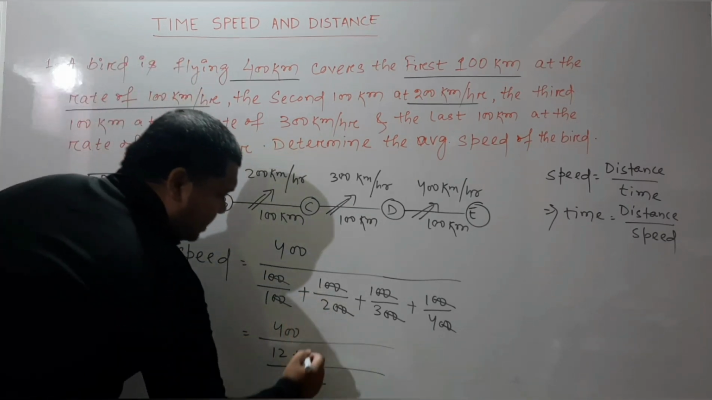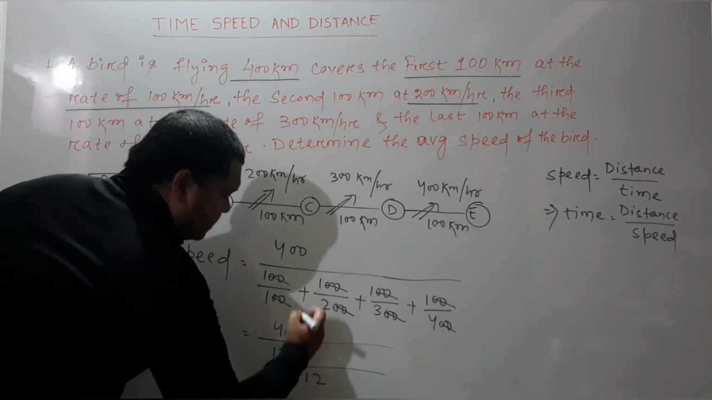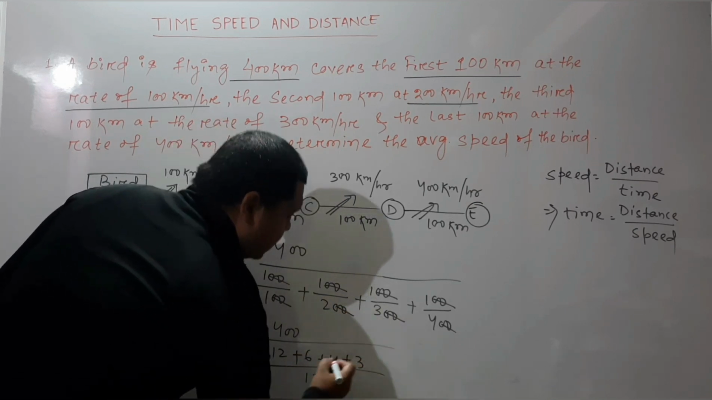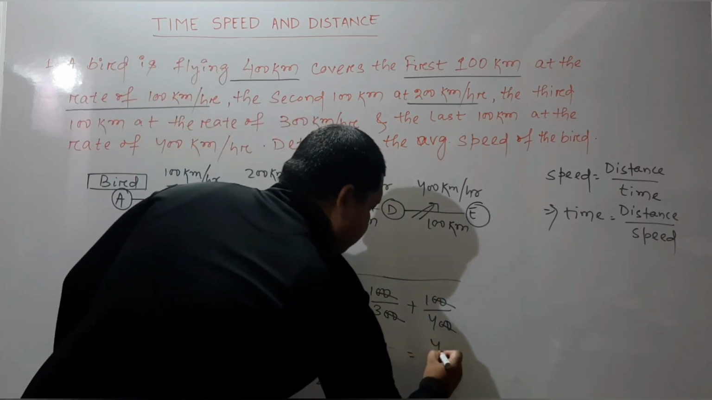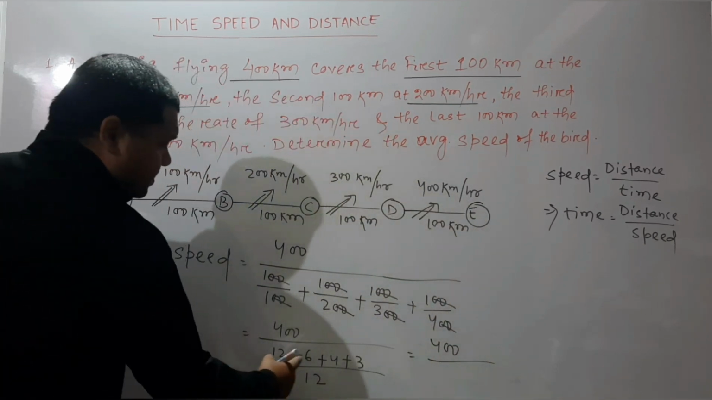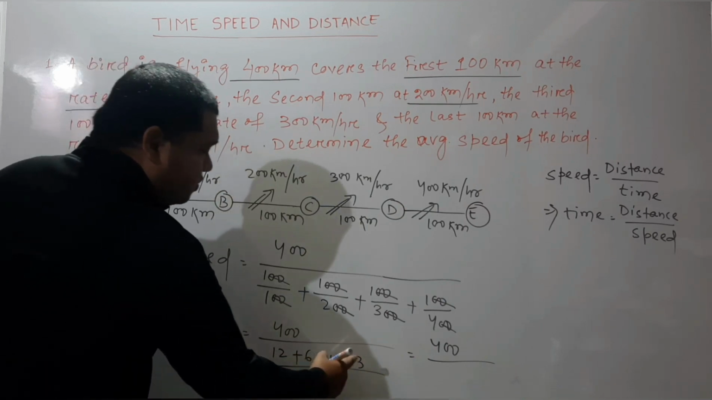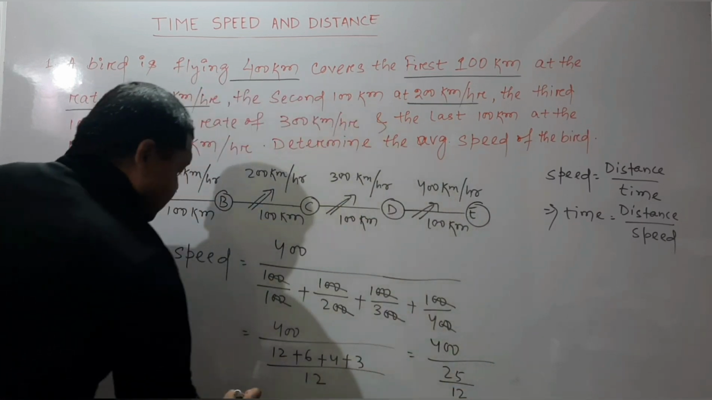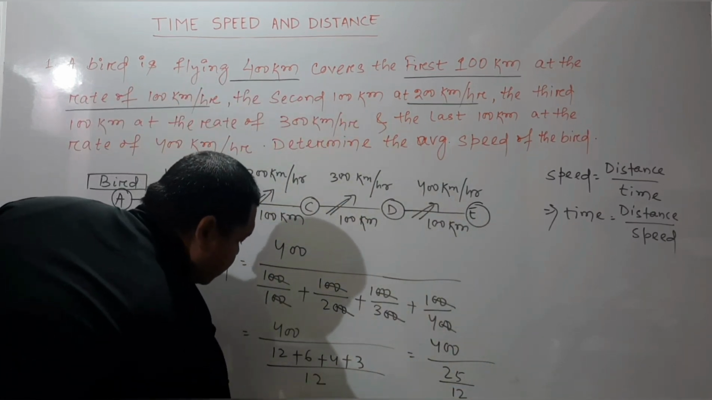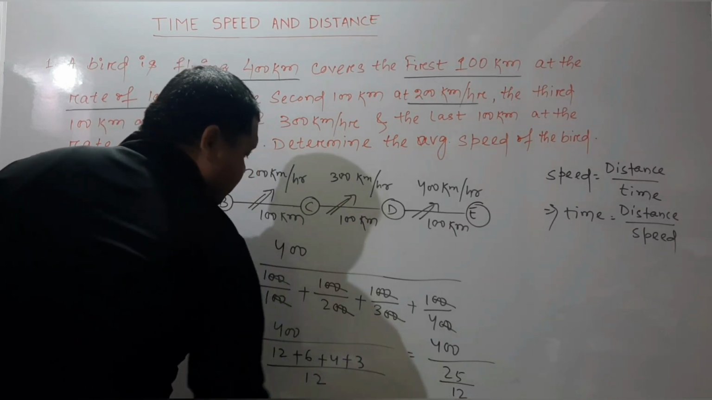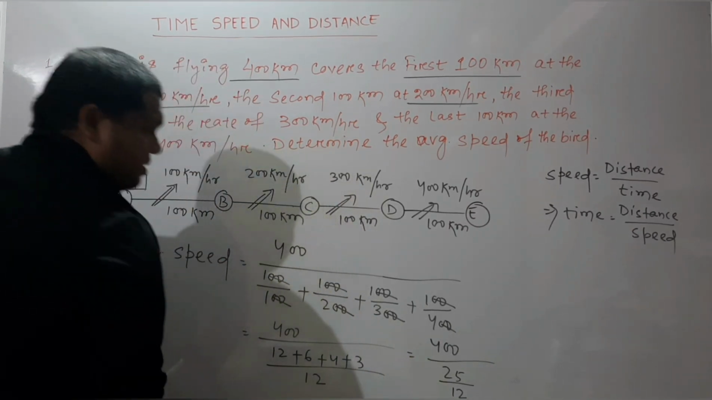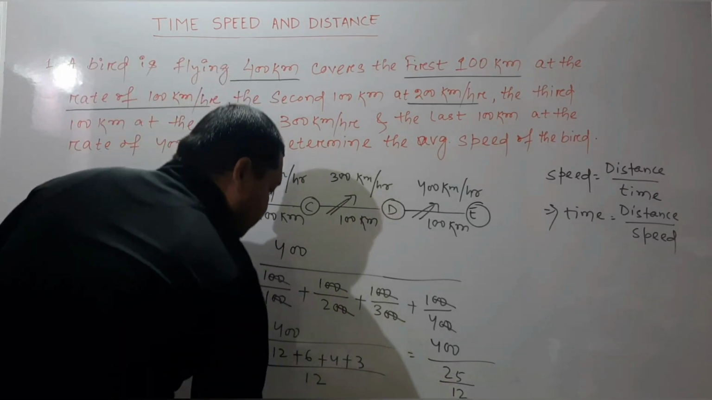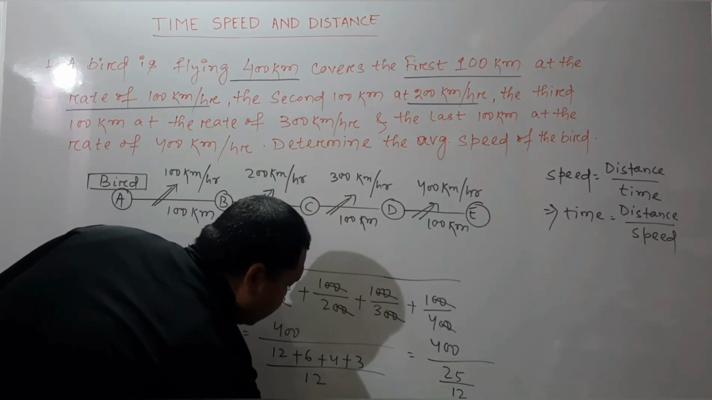That means here if you multiply 6, 6 into 1 is 6, plus this one is 4 and this one is 3. Just simple calculation. So this one is 400 divided by 18 plus 4, 22 plus 3, 25, divided by 12. Again you simplify this. This is 400. If you neglect this division, you can use multiplication, and the numerator becomes denominator and the denominator becomes numerator. So this can be written as 12 by 25.